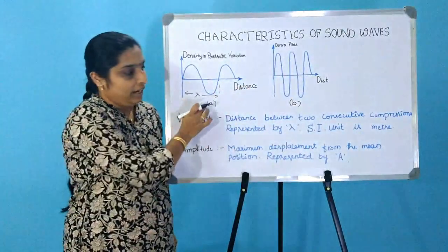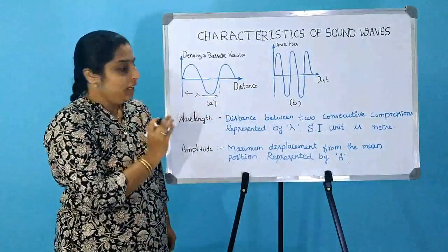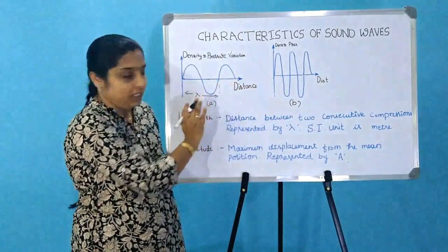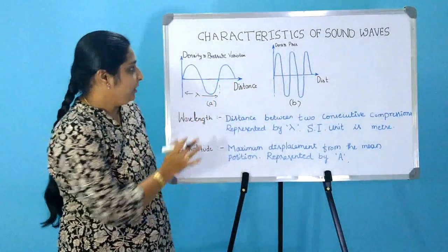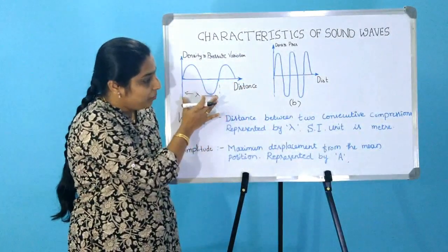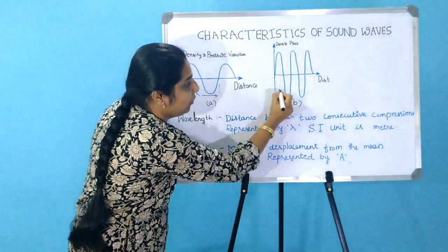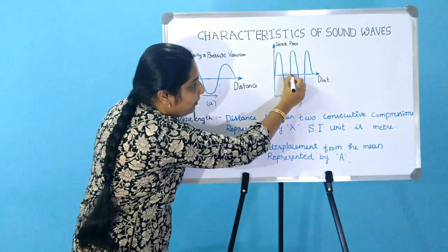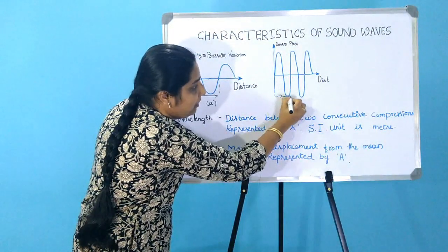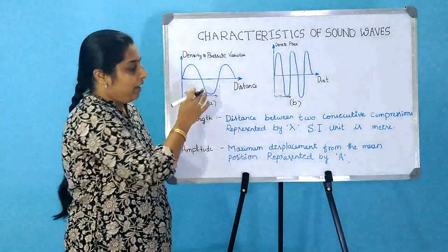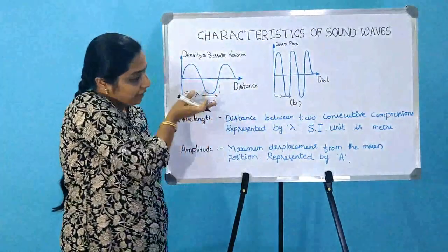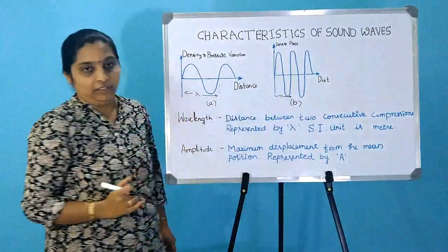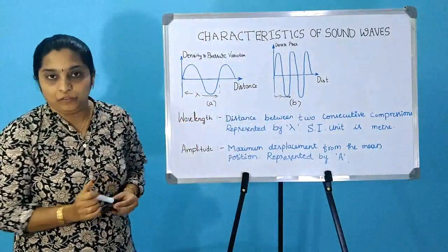Let us analyze these two graphs on the basis of wavelength. You see graph A and graph B. Let us see which has more wavelength. By looking at these two graphs, we can make out that graph A has more wavelength than graph B. The wavelength of graph B is only about this. So graph A has more wavelength and graph B has lesser wavelength. I think it is clear about wavelengths now.